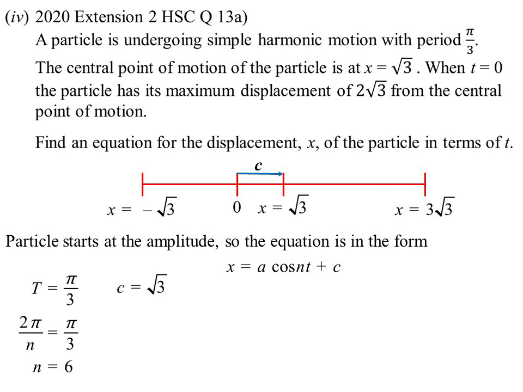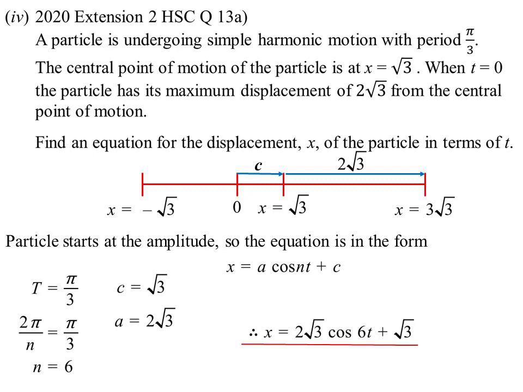The constant is my shift. I've shifted it √3. Now I know it looks weird that I'm shifting it horizontally, yet I'm adding a plus c rather than inside with it, but that's because x here is like the y value in a normal curve. So the shift's happening with the x, so it's a plus a constant here. So c is √3, and 2√3 is the amplitude. Bang, there's an equation. So find an equation, I've done that. X is 2√3 cos 6t plus √3.